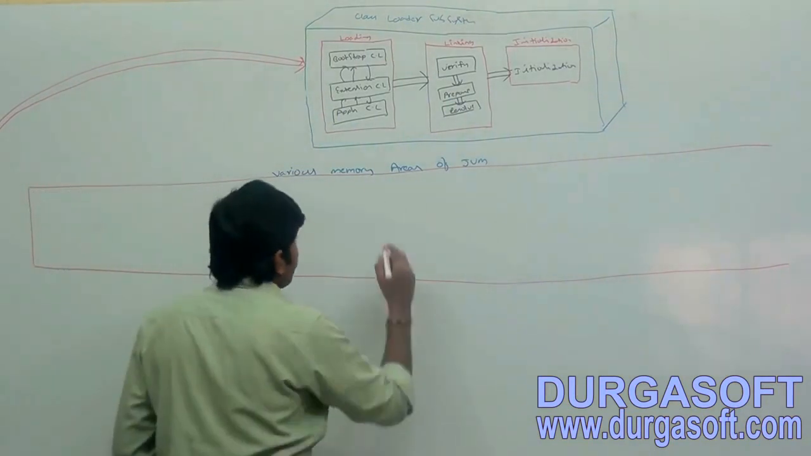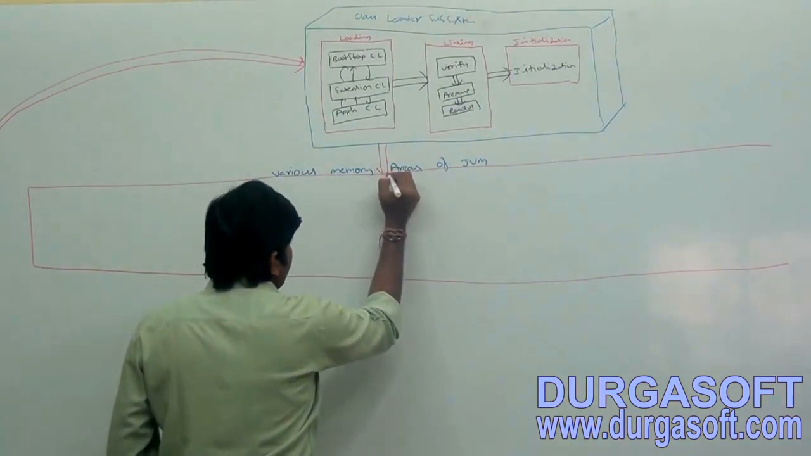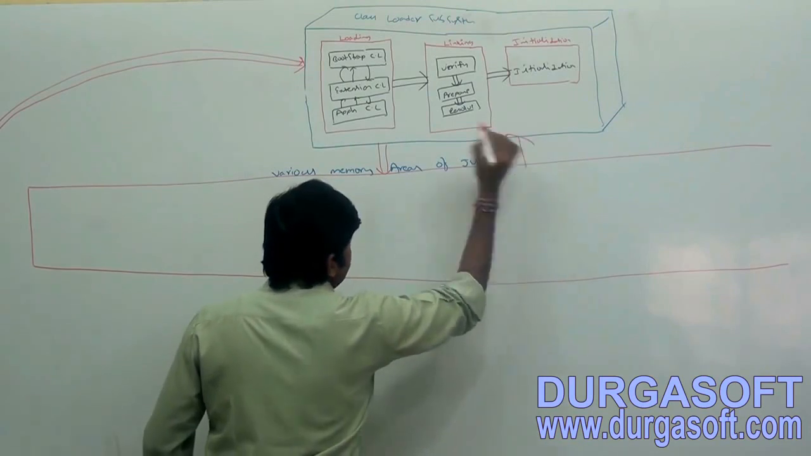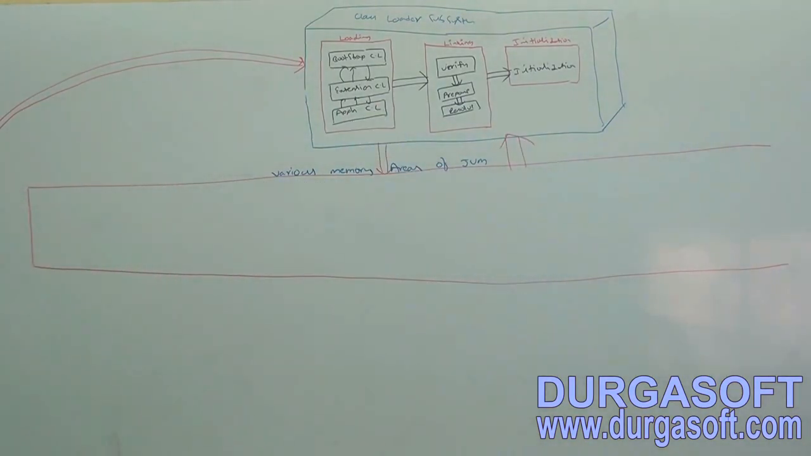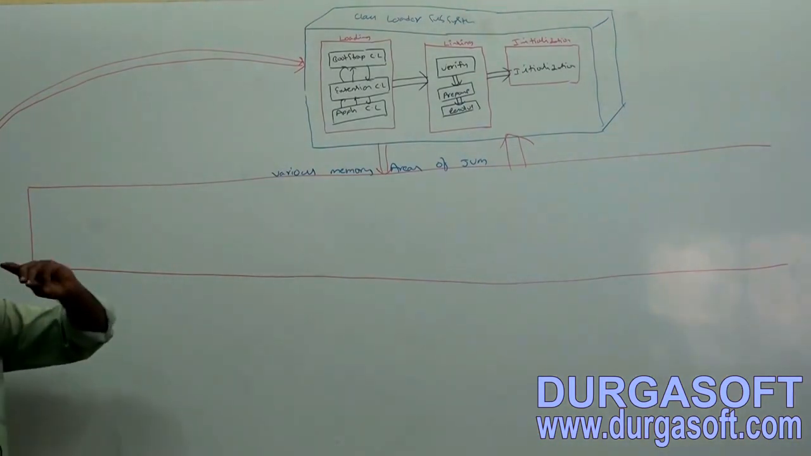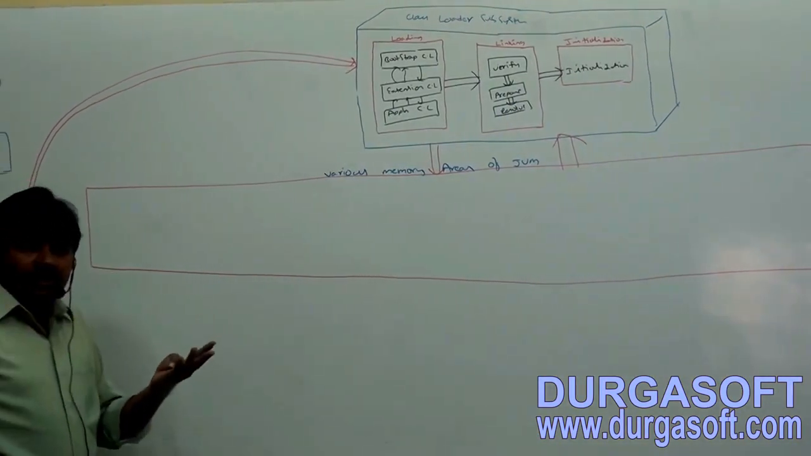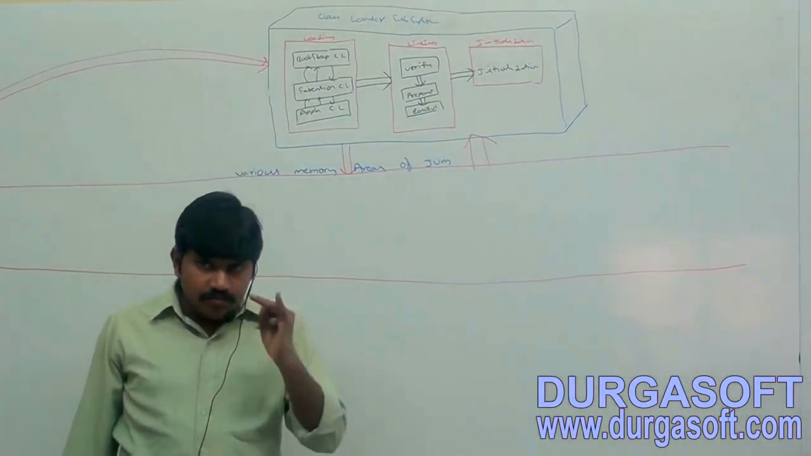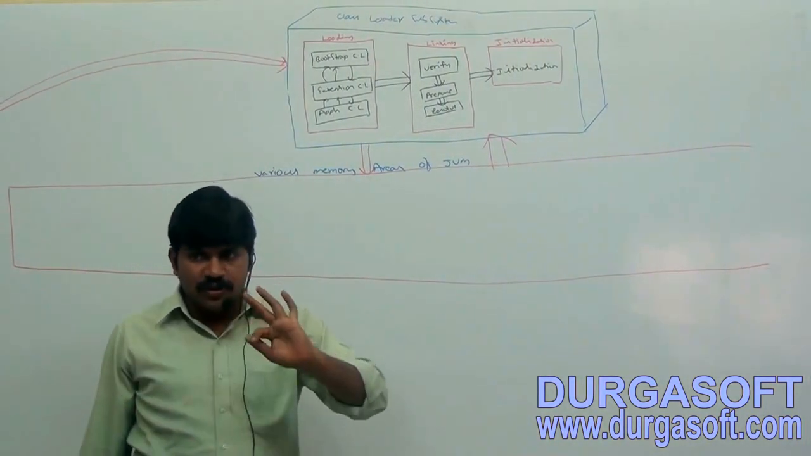Now sir, here this one can communicate with these, right? In total, how many memory areas are there inside JVM? Can you spell out? Five. What is the first one? Method area, heap area, stack area, PC registers. The last one is native method stacks.